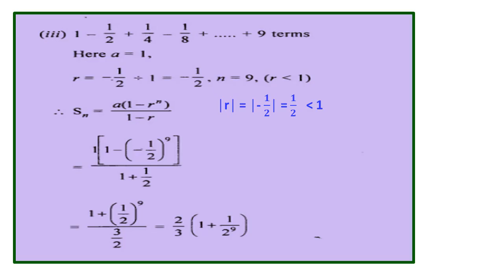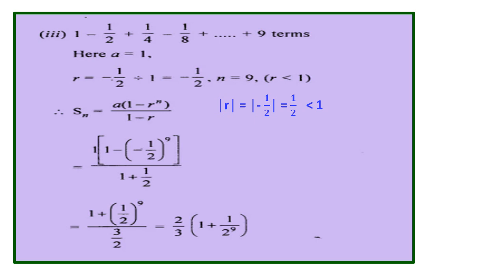Question number 3. 1 minus 1 by 2 plus 1 by 4 minus 1 by 8. Find the sum up to 9 terms. Consider the first term a as 1. Common ratio is T2 by T1, that is minus 1 by 2 divided by 1. It results as minus 1 by 2. And the absolute value of r, the absolute value of minus 1 by 2, will result as plus 1 by 2, but this value is also less than 1.